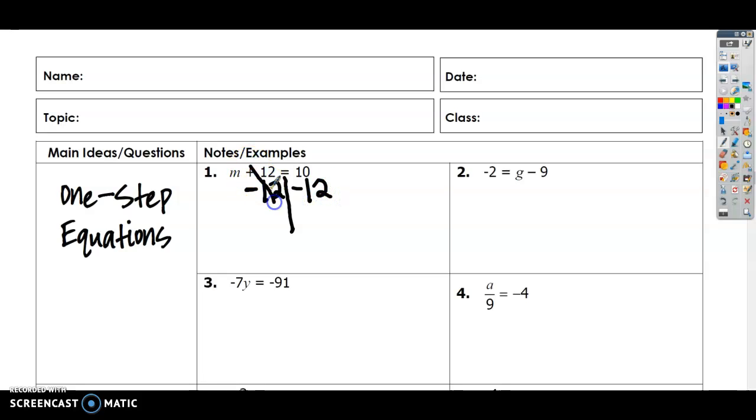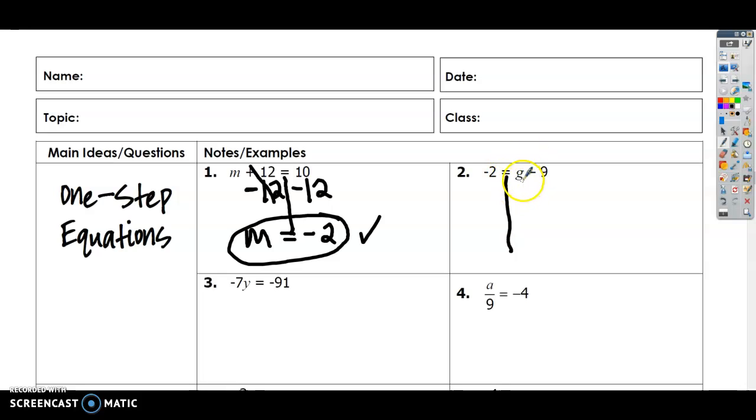So 12 minus 12 cancels. Bring down my variable, m equals 10 minus 12 is negative 2. And you should be able to plug that in and see that it works. Negative 2 plus 12 equals 10. So that works. Okay?